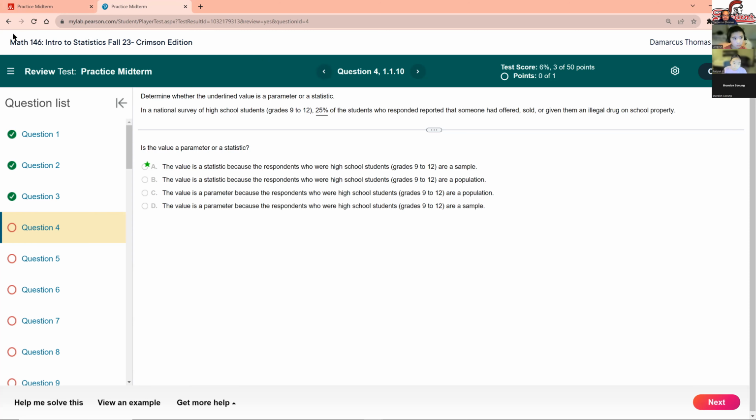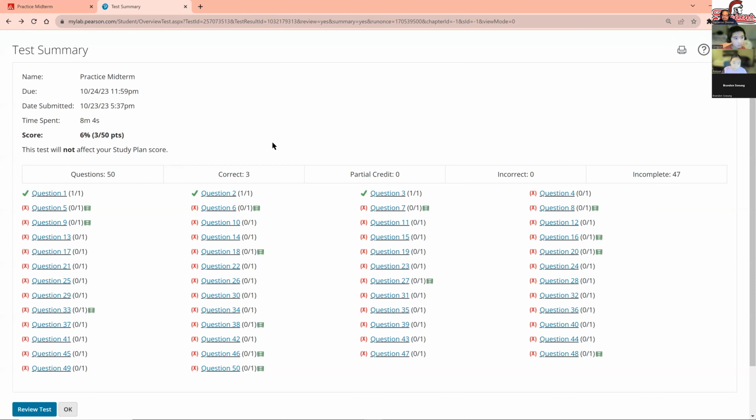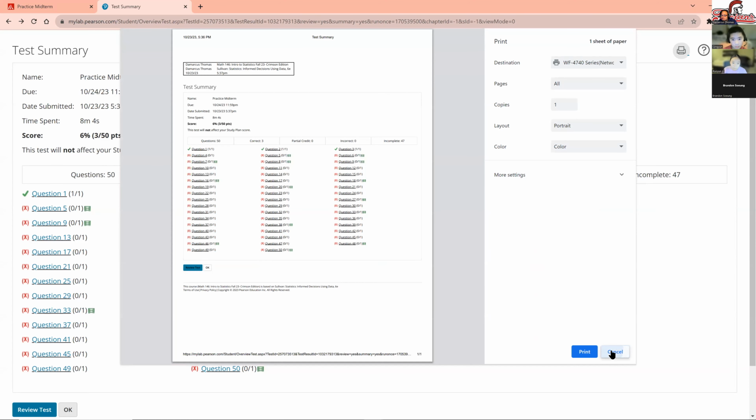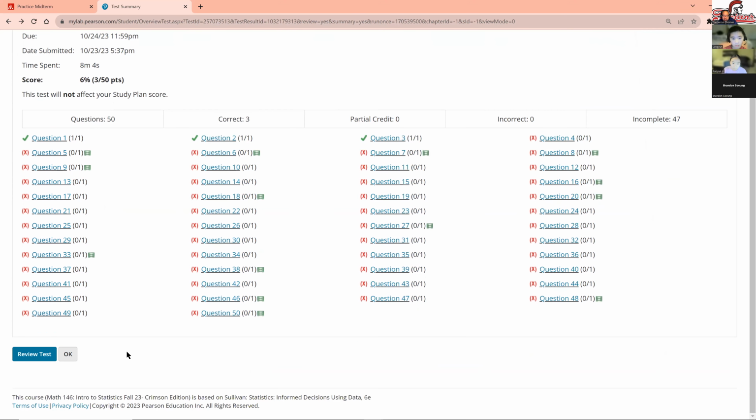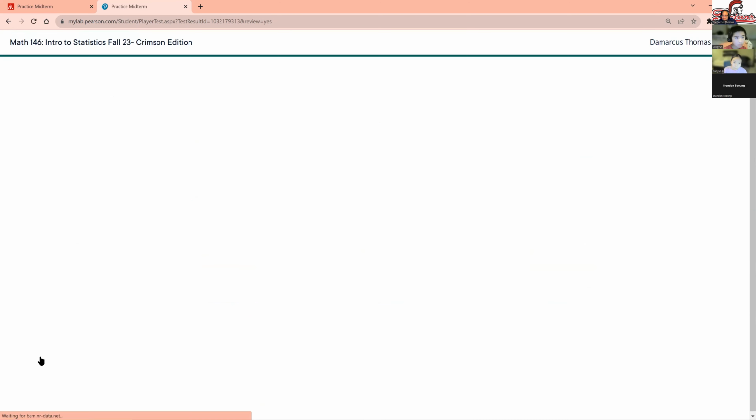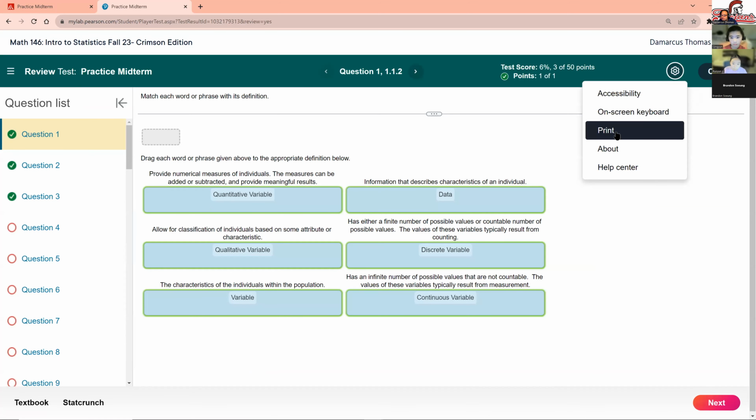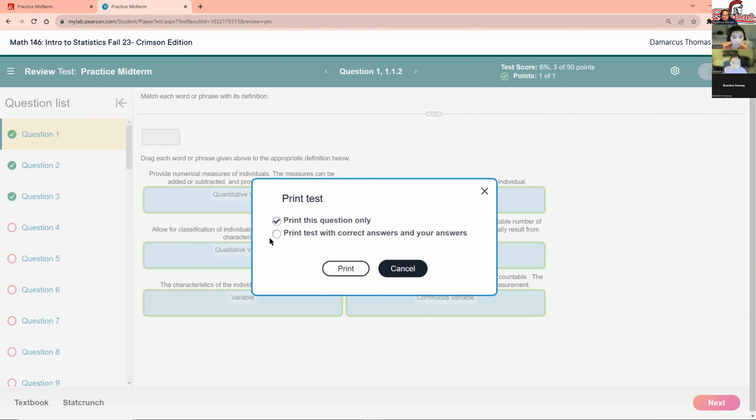So I'm going to go back, and I'm going to make sure that I can print the test. So it says review test, but where I hit review, I hit print, and then it says print this question or print test with correct answers and your answers. So I'm going to choose print test with correct answers and my answers.